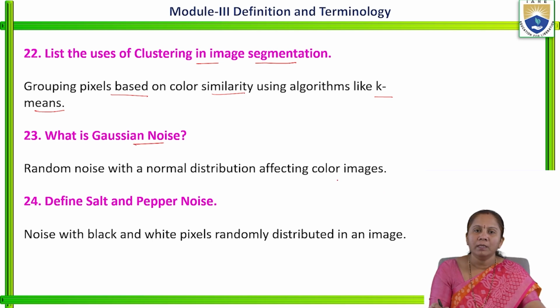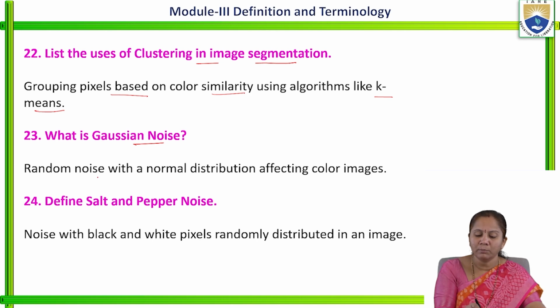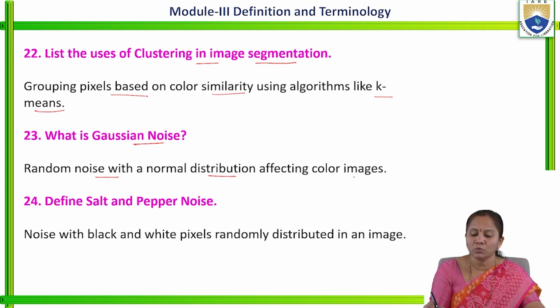Next, what is meant by Gaussian noise? This is random noise with normal distribution, and it is going to affect the colors present in the color images.